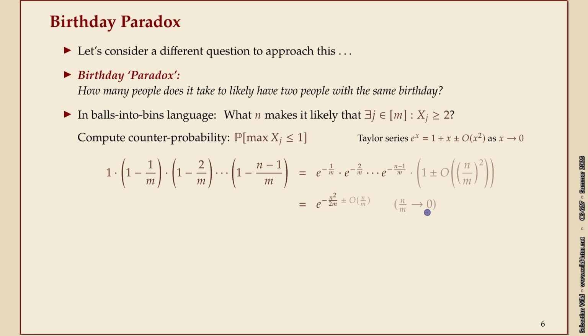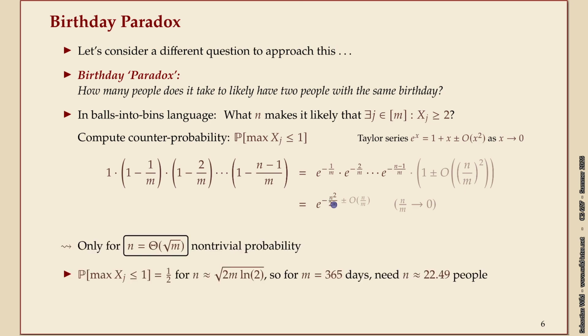This assumes that n divided by m converges to 0. It's an asymptotic that's valid for this. And if you think about it, if n and m are close to each other, it's not going to be possible to avoid collisions. If you throw almost as many balls as bins, at the very least, if you throw more balls than bins, then you'll definitely have a bin with 2 balls. So this is clearly not going to make sense if n is approaching m, but for smaller values of the number of balls.